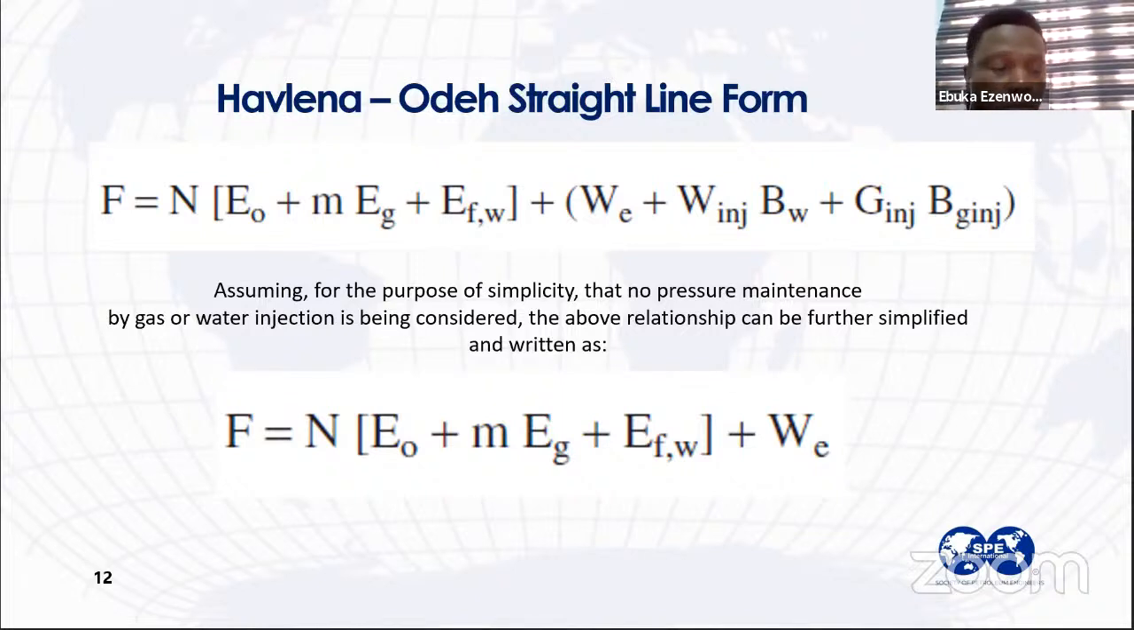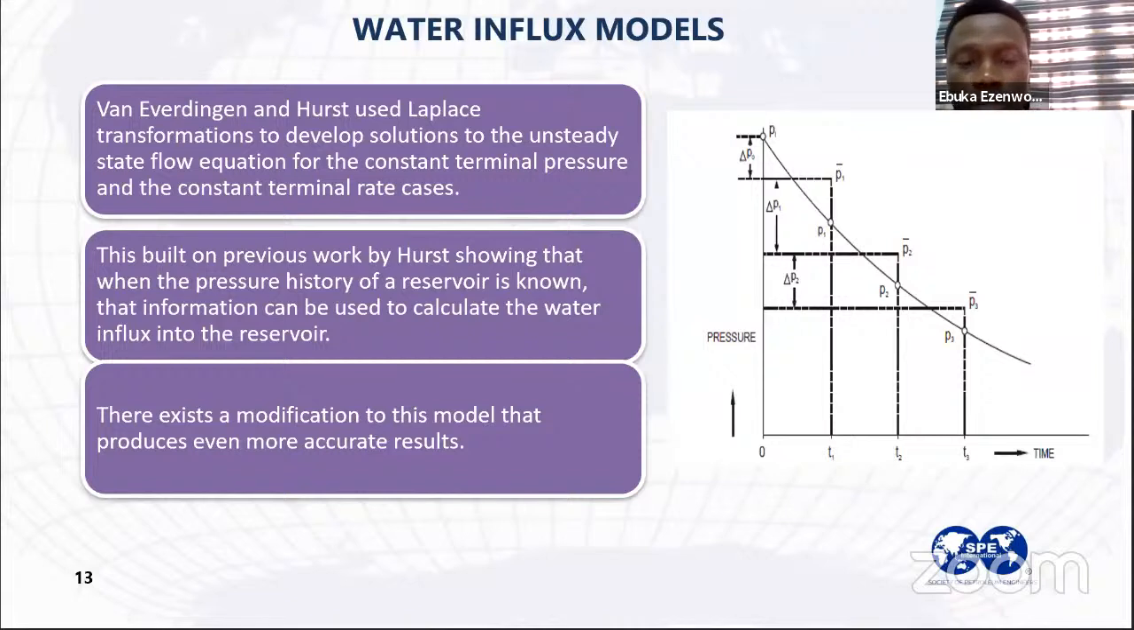We have the small pot aquifer, which is too academic, it's time independent. So then we have the Schilthuis steady state, the Hurst model, the Carter-Tracy, and the Fetkovich model. So the Hurst and Van Everdingen model uses the Laplace transformation to solve the unsteady state flow equation. So it has two solutions: the constant terminal pressure solution and the constant terminal rate.